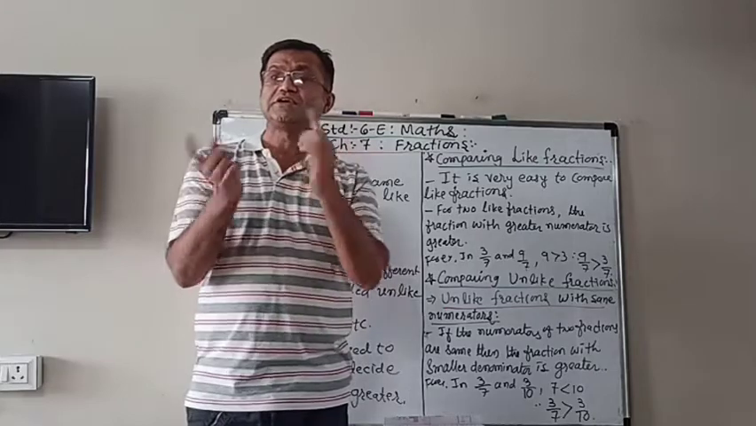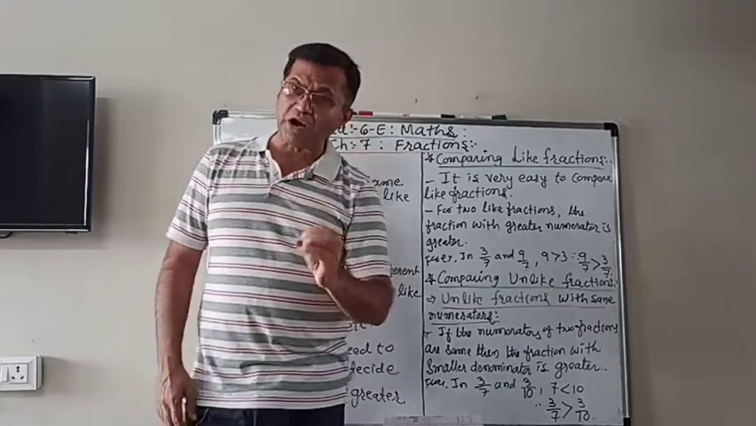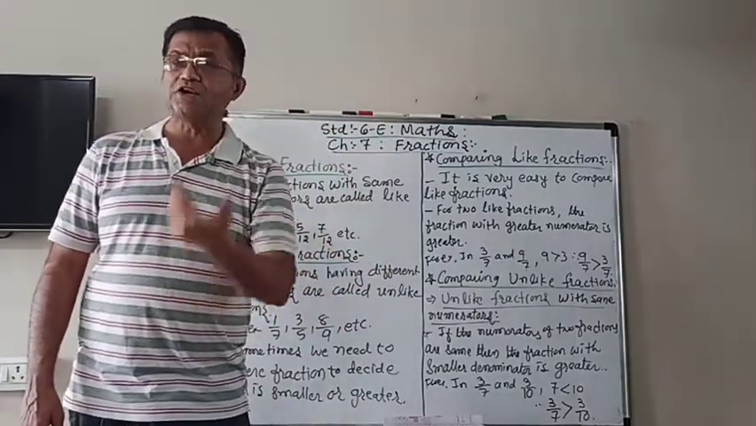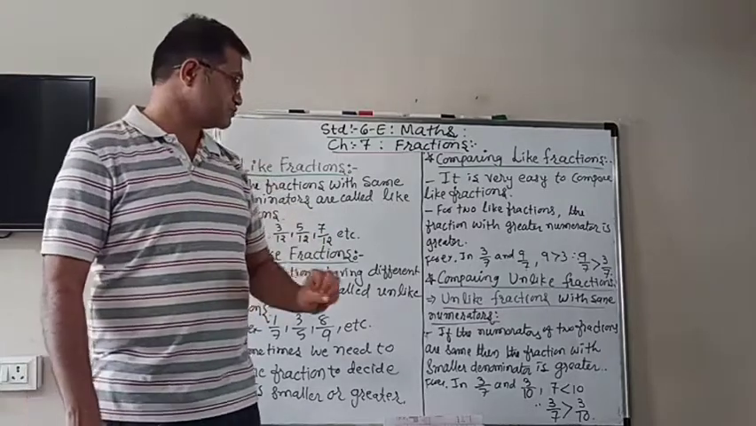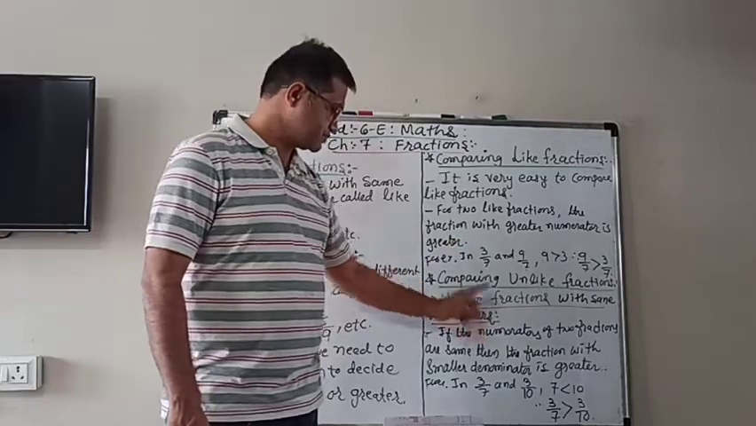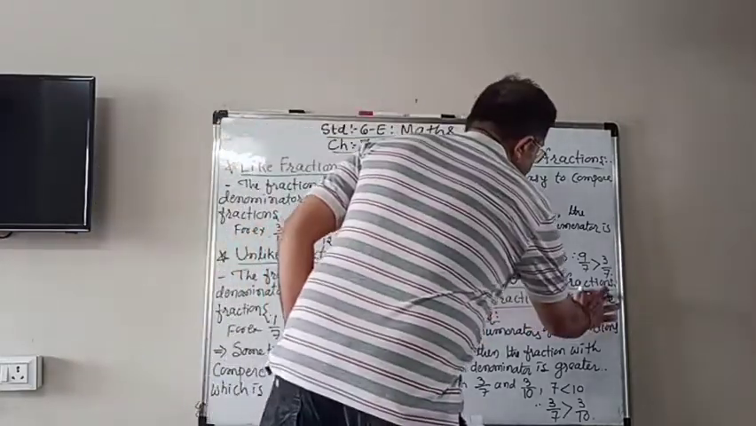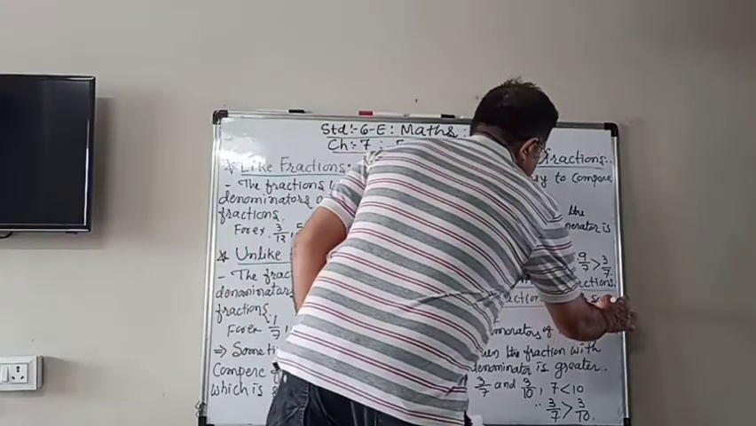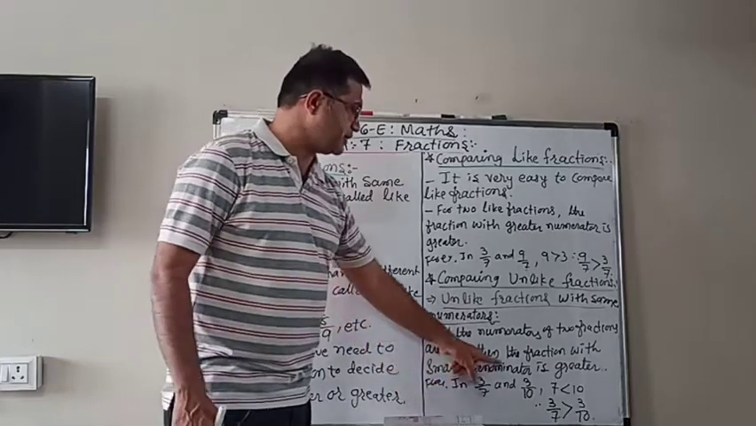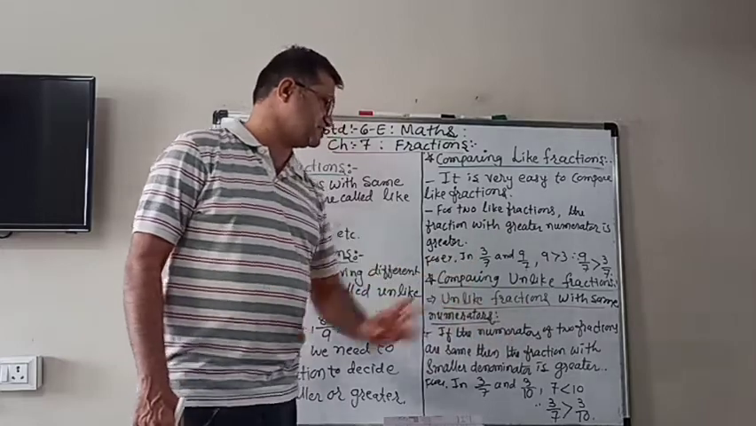The fraction having the smaller denominator will be larger here, and the fraction having the larger denominator will be smaller. So here it is switched over. The fraction having the small denominator will be greater and the bigger denominator will be smaller. So, unlike fractions with the same numerators: when they have the same numerator, the fraction with the smaller denominator is greater.